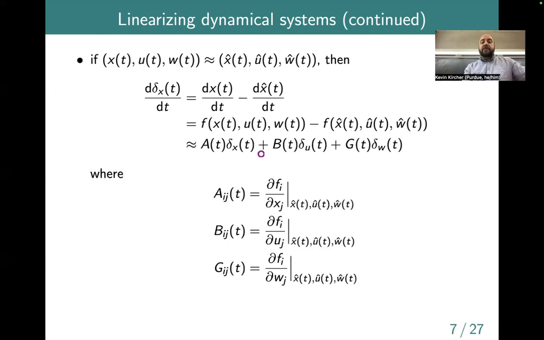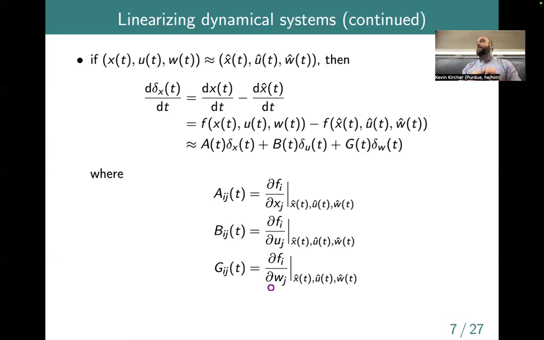Okay. So this thing, the perturbation in f, we know from our linearization rule, Taylor's theorem, that we can write as that Jacobian or derivative matrix times a bunch of perturbations. And the perturbations here are the del x, del u, and del w. And these matrices A, B, and G that I've defined here are just built from the partial derivatives of f, with respect to the state variable, the action variables, and the disturbance variables.